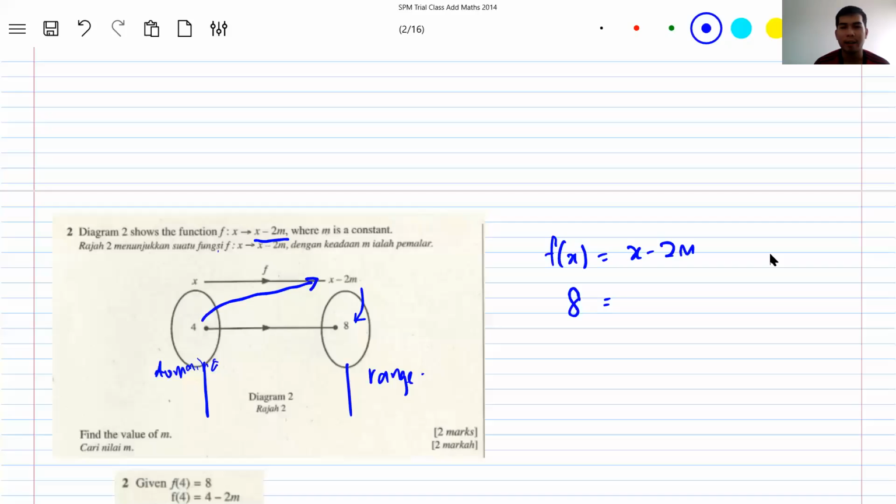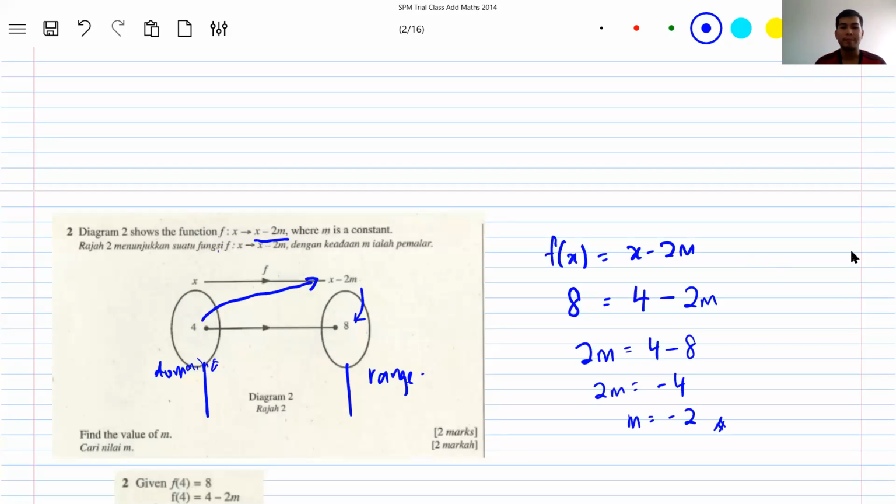So if f(x) is equal to x minus 2m, the answer will be 8, right? And then if you input it, there will be 4 minus 2m. Just bring it across to the different sides. There will be 4 minus 8. So 2m will be equal to -4, m equals -2.